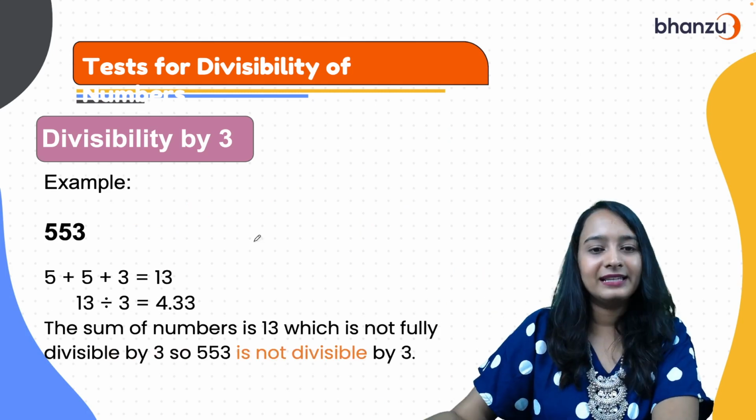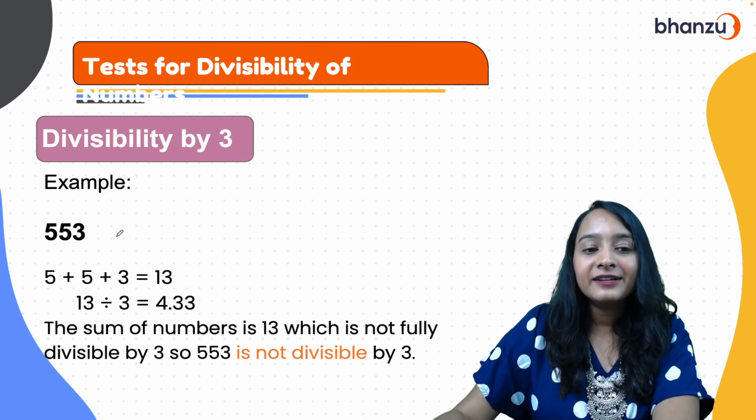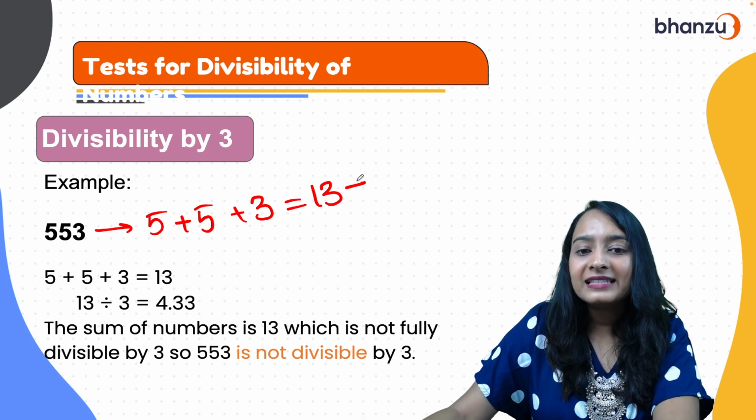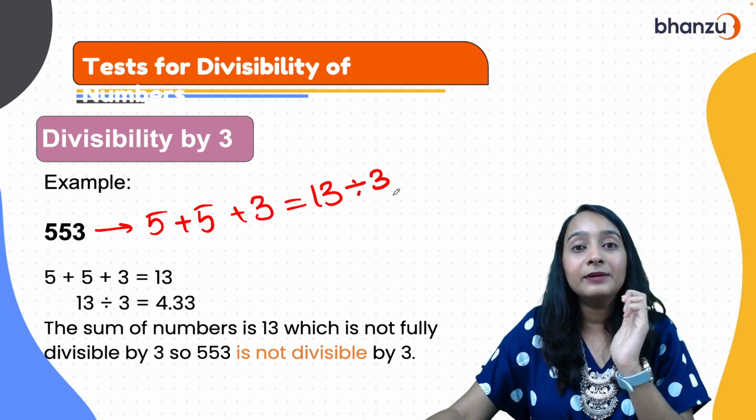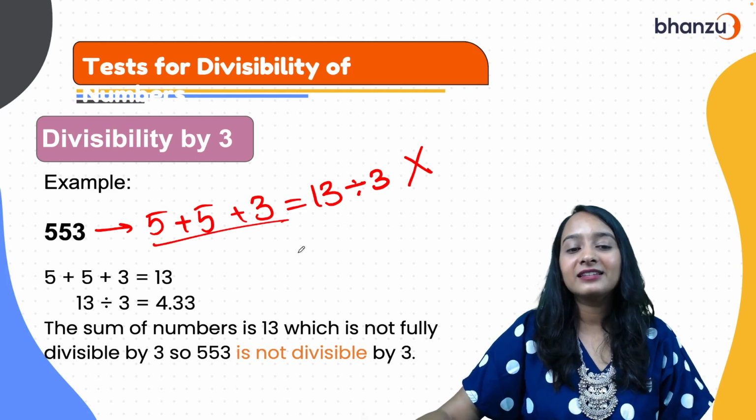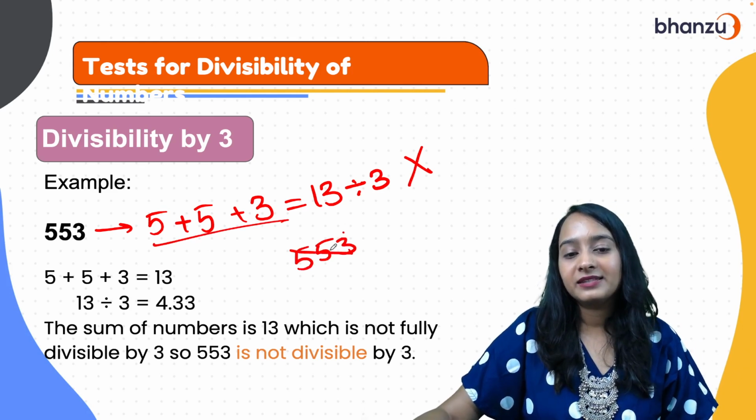Another example, let's do it. 5, 5, 3. So add them. 5 plus 5 plus 3, which is 13. Is 13 completely divisible by 3? No. That means 553 is also not divisible by 3.